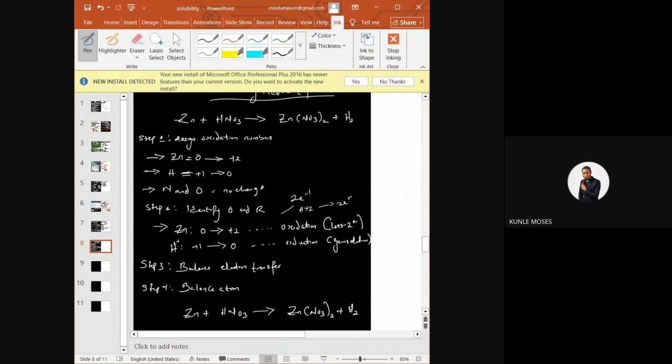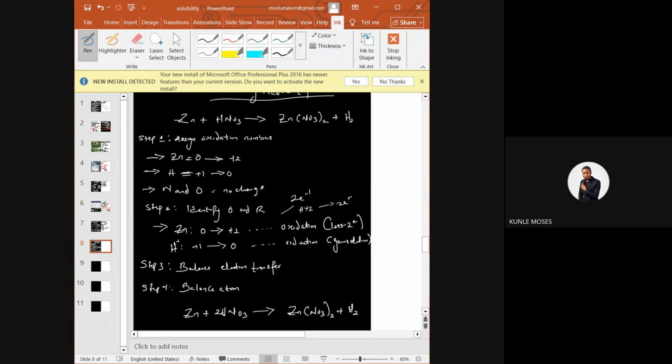So if you want to balance the atom now, we need to get 2H. And if you want to get 2H, that means we need to add 2 to the nitric acid on the reactant side. So it will no longer be HNO3, because we need 2H plus in order to have a balanced atom. Therefore, we are adding 2 to this to become 2HNO3, and every other thing remains the same.